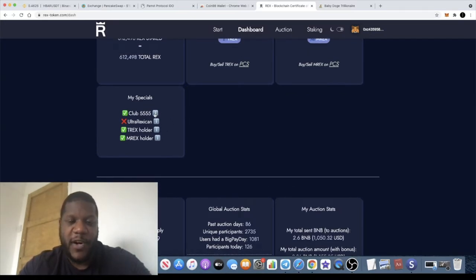The Club 5555 is for the maximum stake, which enables me to get my 15%, as long as I'm holding some T-REX, and I can scrape it as long as I'm holding some M-REX. All of these are benefiting me at the moment, so I want to keep these green. I want to keep that status. I'm not going to sell my T-REX. I'm not going to sell my M-REX.